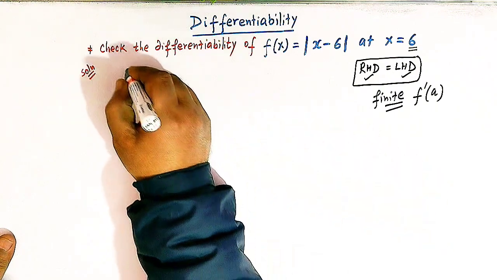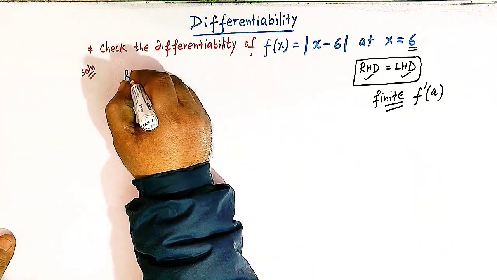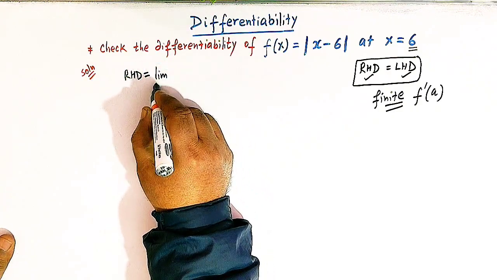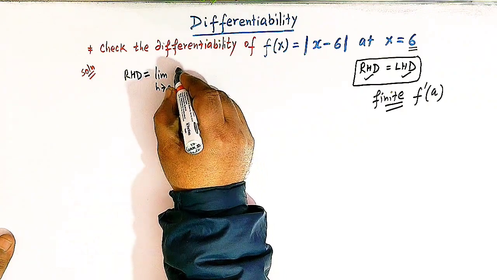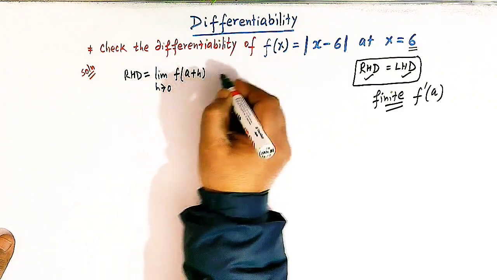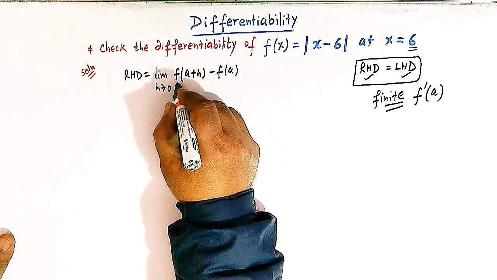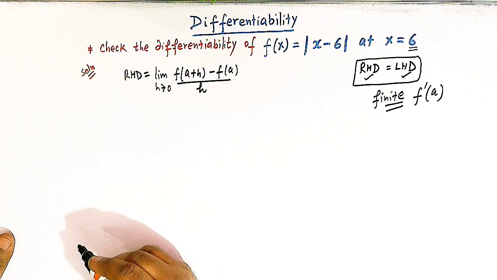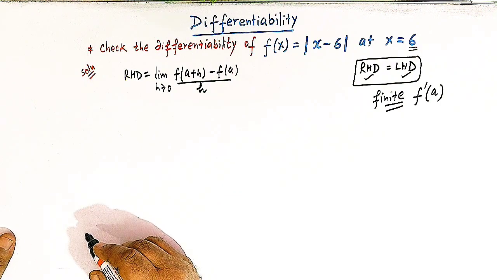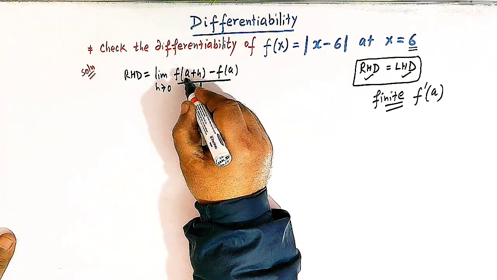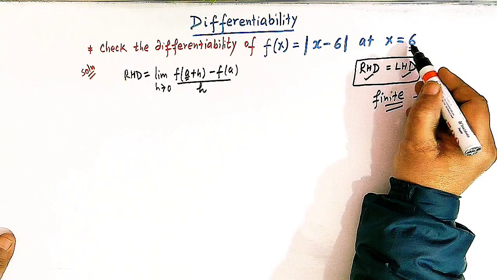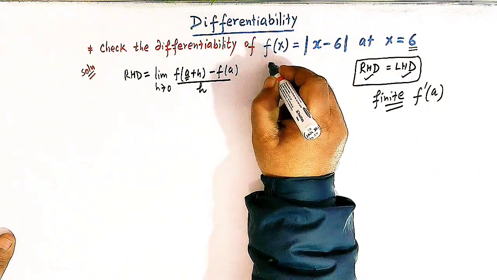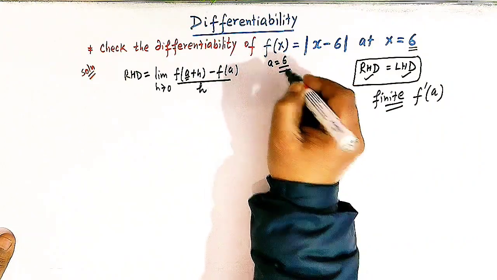So let us first find out the right hand derivative. The right hand derivative is defined by this limit, that is limit h tends to 0, f of a plus h minus f of a divided by h, right? Where h is a positive quantity and it is infinitesimally very small, and this quantity a is the given point. In this case this point is 6, right? So in our case a is given as 6.